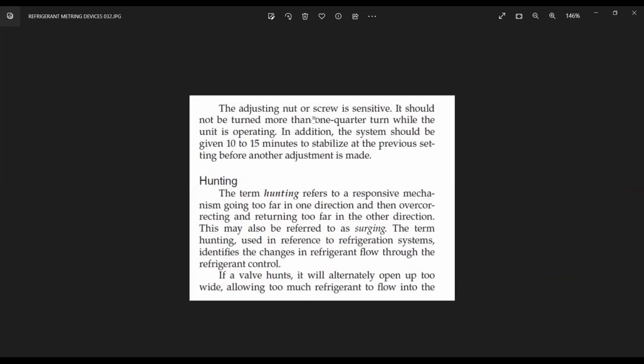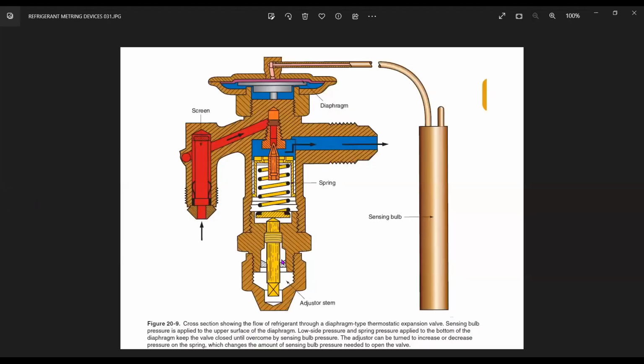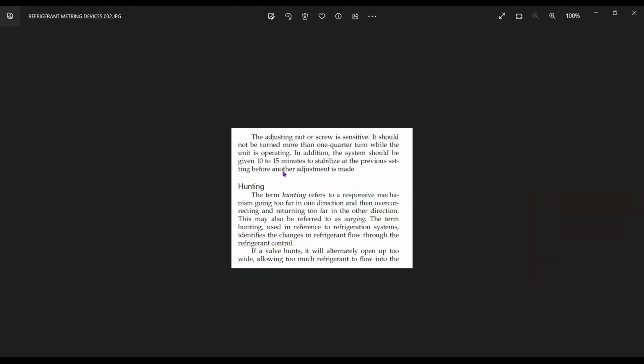Now, the adjusting nut or screw is sensitive and it should never be turned more than 1/4 turn while the unit is operating. In addition, the system should be given 10-15 minutes to stabilize the previous setting before any adjustment is made. मतलब आप कोई भी adjustment करोगे तो instantly तो आएगा नहीं, तो degree of superheat that changes. So it will take some time to realize. Okay, 10-15 minutes though. So it's a trial and error process. So and not more than 1/4 turn at any given time.